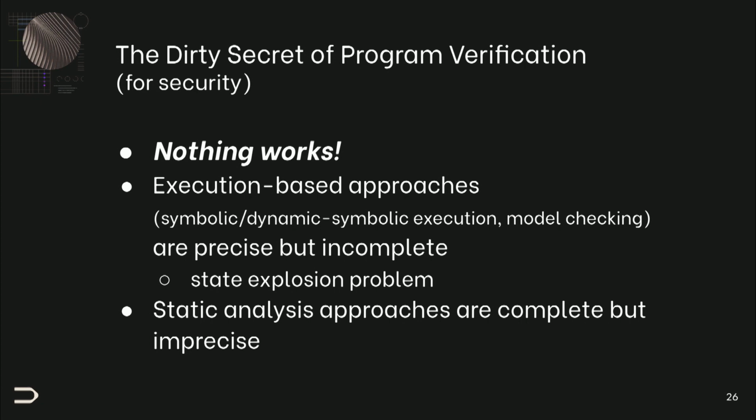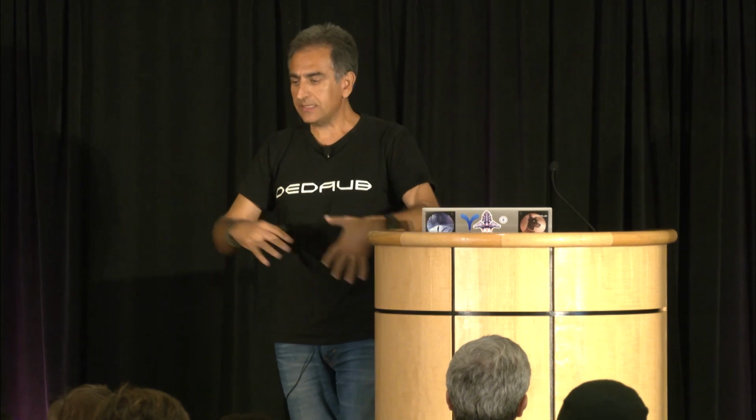So what's the real idea here? The dirty secret of program verification for security is that everything has severe shortcomings. Execution-based approaches, by which I mean real execution testing, symbolic execution, as well as model checking, which has abstraction but is very concrete in how it follows the program control flow, these are approaches that are precise but very incomplete. Because they suffer from state explosion, the state explosion problem, and we'll see an example. Static analysis approaches can be complete, but are imprecise. So let's get to an example.